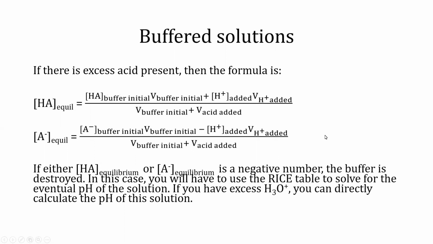In working with a buffer solution, if you have excess acid present in terms of H3O+ or H+, use the formulas below to find the equilibrium concentrations of HA and A-. If either HA equilibrium or A- equilibrium is a negative number, the buffer is destroyed. In this case, you will have to use the RICE table to solve for the eventual pH of the solution. If you have excess H3O+, you can directly calculate the pH of this solution.